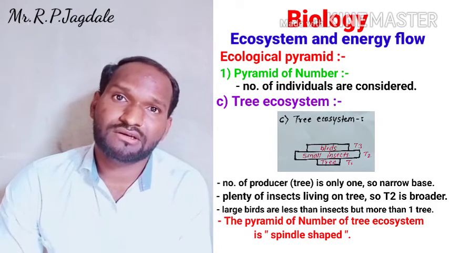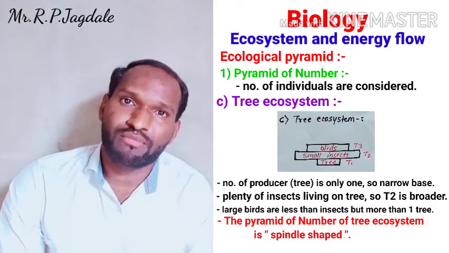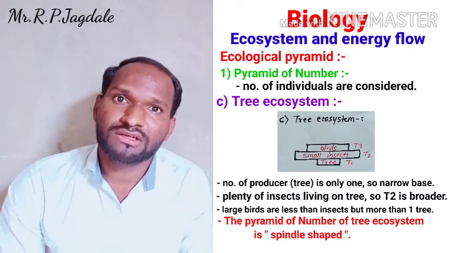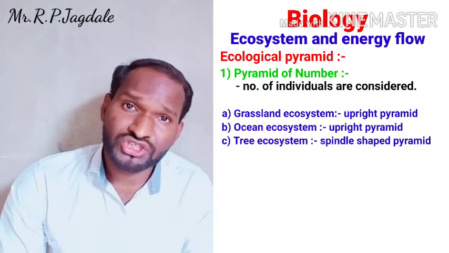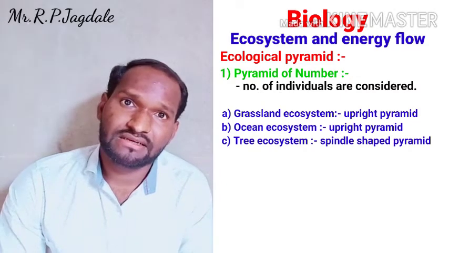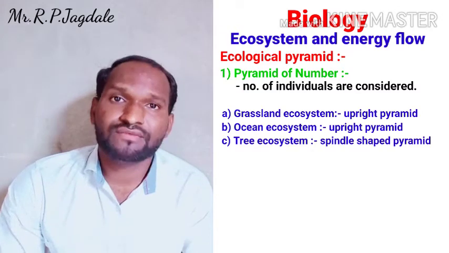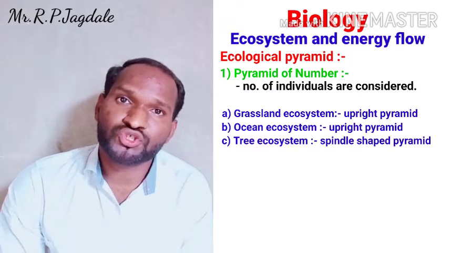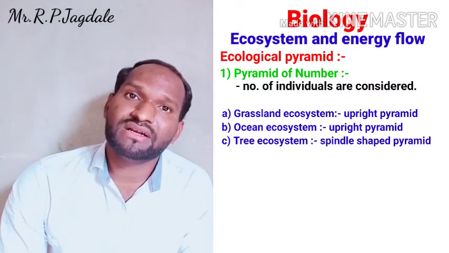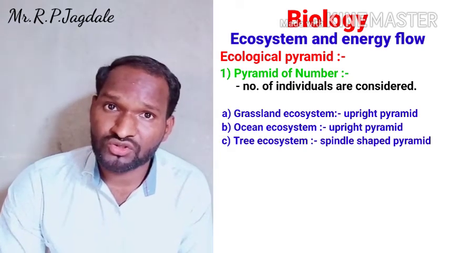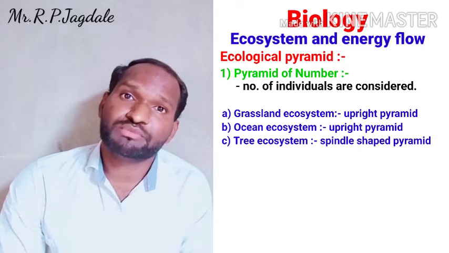So we have taken the pyramid of number. In that we have taken three ecosystems. The first one is a grassland, and the pyramid is upright. Second we take the ocean, and again the pyramid is upright. But when we take a tree as an ecosystem, the pyramid is spindle shaped.